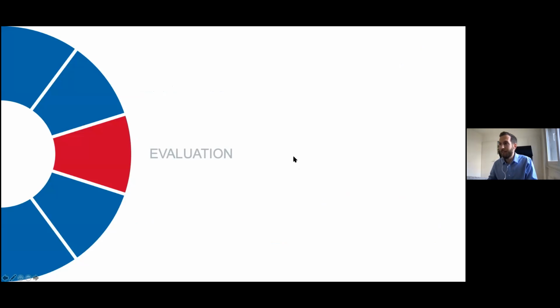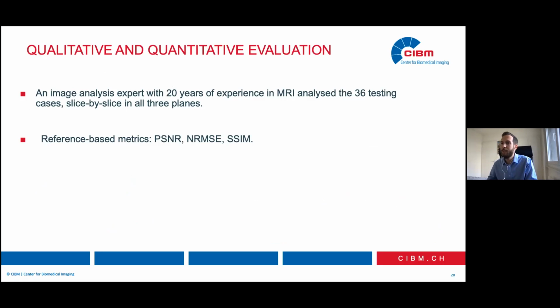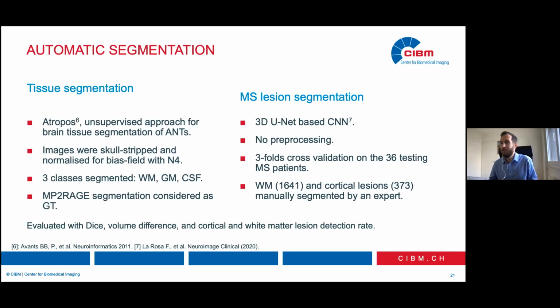And so how did we evaluate our results? First of all, we had an image analysis expert with 20 years of experience in MRI, who visually looked at the 36 testing cases one by one, examining the 3 planes and looking especially for possible artificial artifacts. We then used 3 commonly employed metrics, such as the PSNR, NRMSE, and SSIM. And then we performed, as I mentioned before, an evaluation based on the automatic segmentation we obtain with these images.